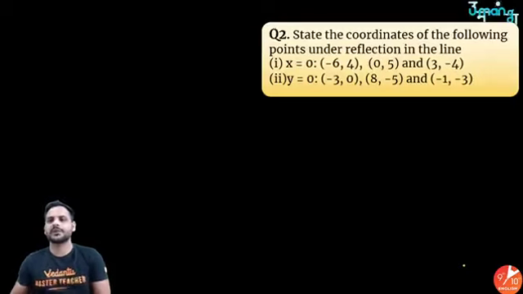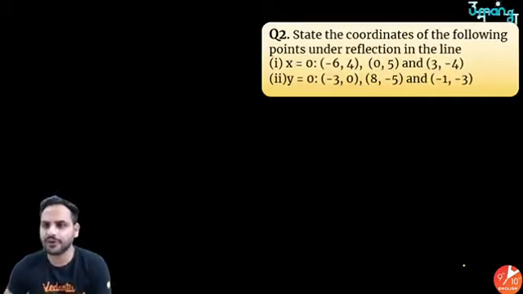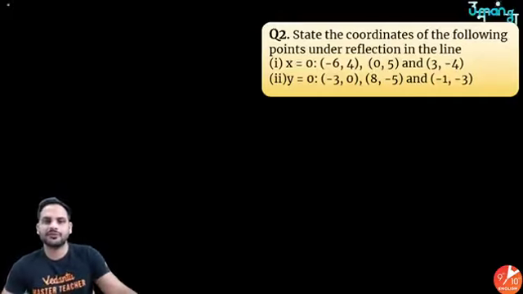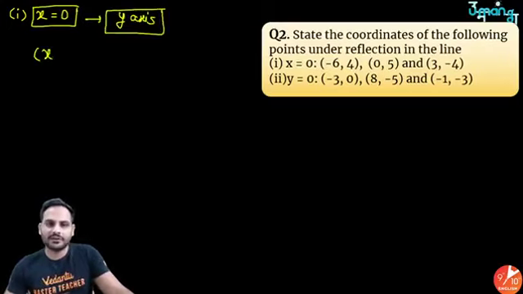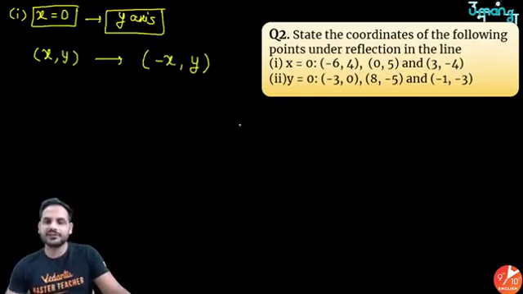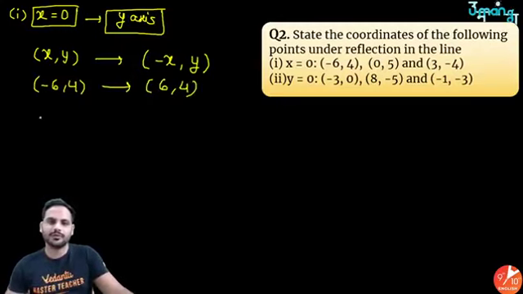Next question, look, state the coordinates of the following points under reflection in the line. So first one is saying x equal to 0. X equal to 0 means what? Y axis. So we are doing the reflection under y axis, and we know whenever we do the reflection under y axis, y coordinates remain same, x coordinate will change their sign. So minus 6 comma 4, change this x coordinate, will become 6 comma 4.